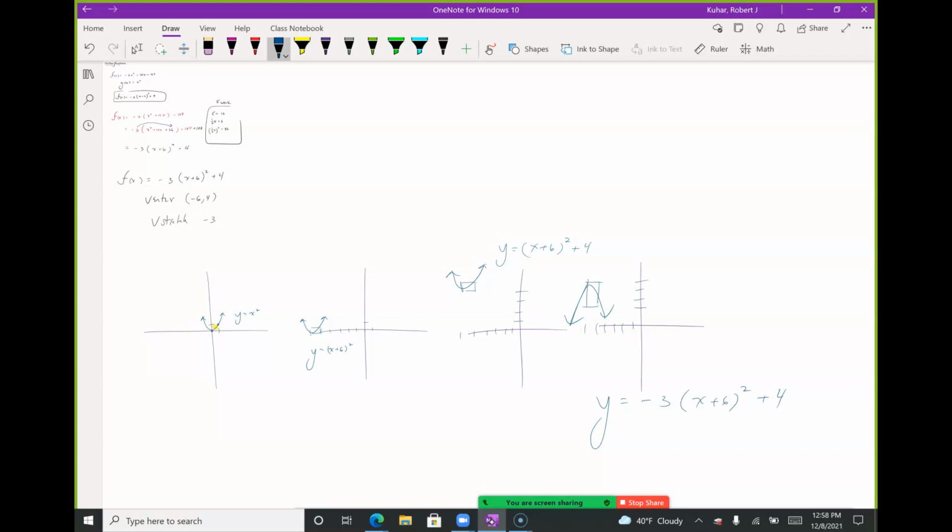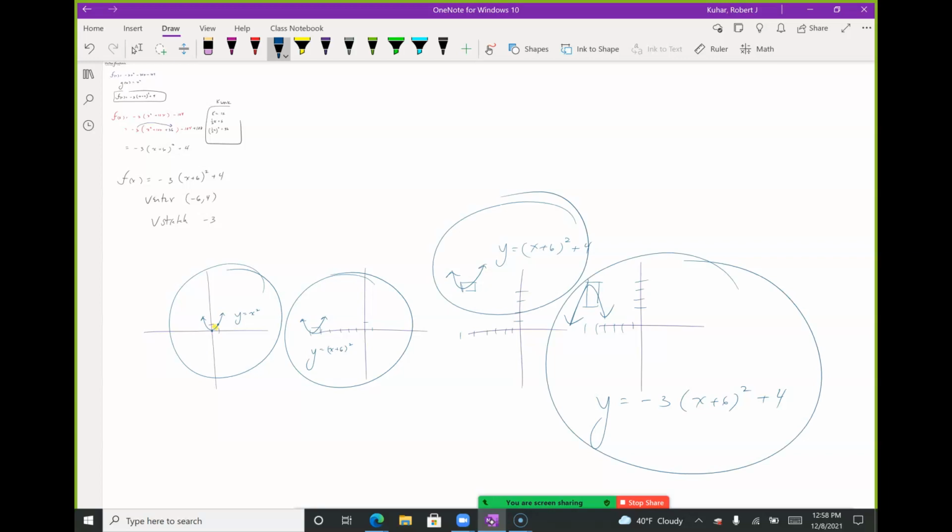So, Professor, the first one is the mother function on the first graph. Is that where you always start? Yes, exactly. The mother, and then I did the horizontal shift, and the vertical shift, and then the vertical stretch. Got you.